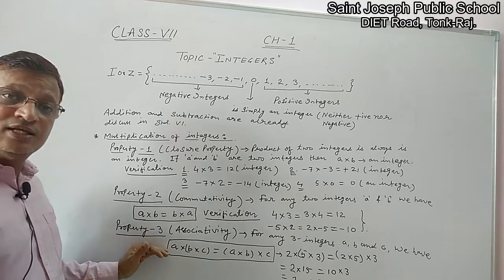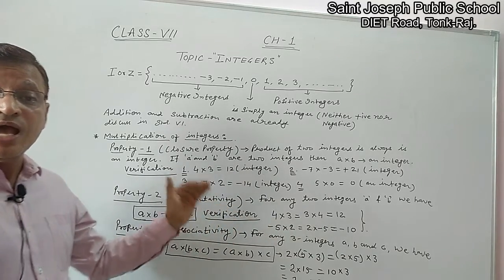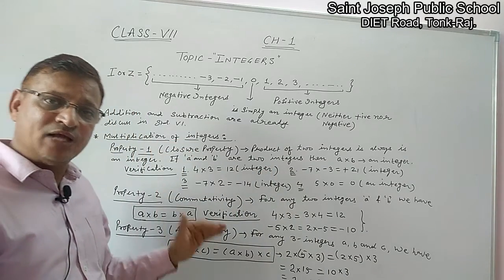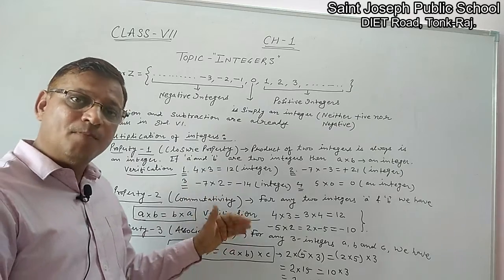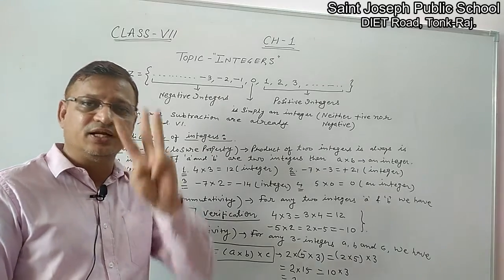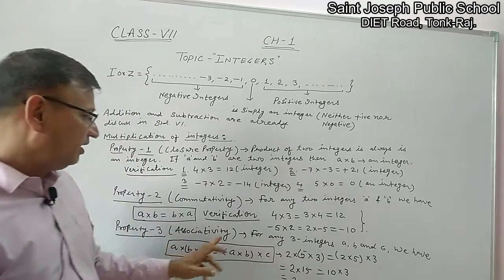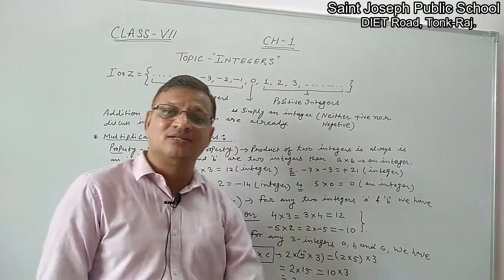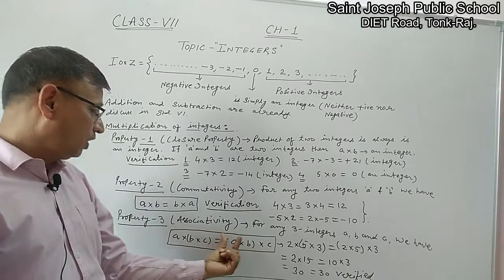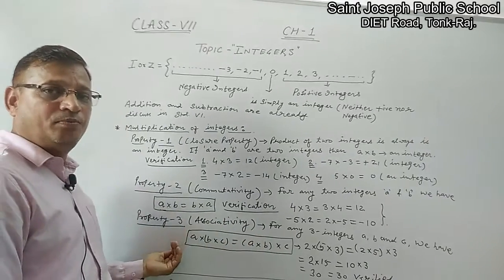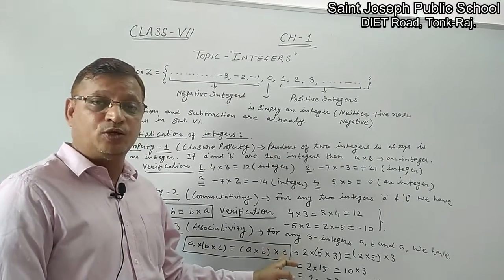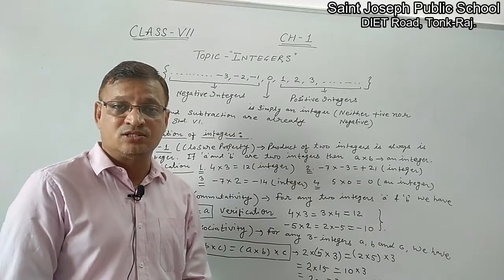Now next, the third property is associativity. What is the associative property? Commutative property and associative property are almost the same, but for the associative property we take three integers. This time we take three integers a, b and c. First we find the product of a into b into c: first we take the product of b into c and then multiply by a. And the second time we take the product of a and b, then multiply by c. Then there is no change in the answer.